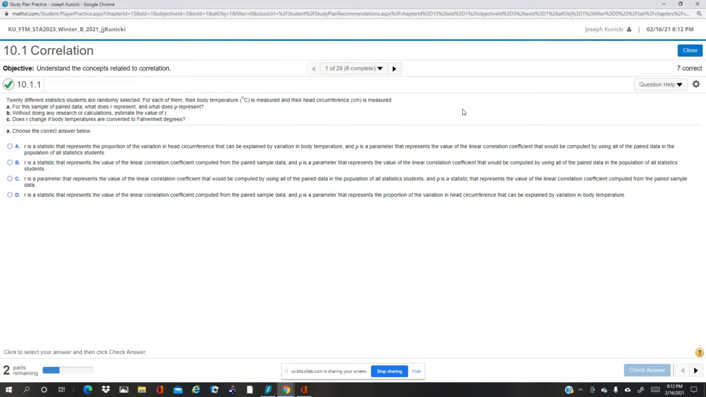Well, the rho, the Greek letters always represent a parameter, and the Roman letters, like r, always represent a statistic. Well, 99% of the time. There are a couple of differences, but that's a rho. That looks like a p, but it's a Greek lowercase r. So it's the parameter, and you're going to estimate it with r from the sample. So the correct answer is, obviously, A.